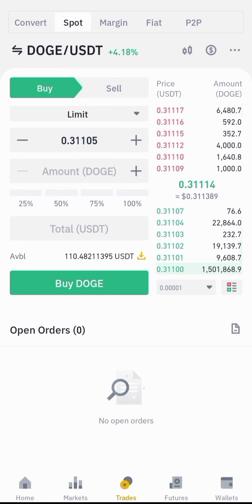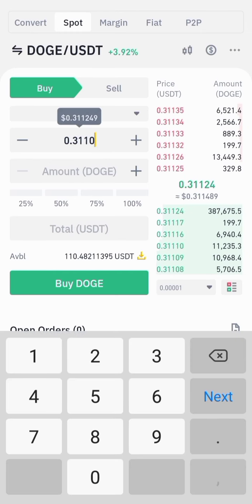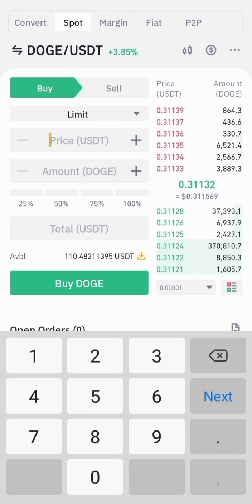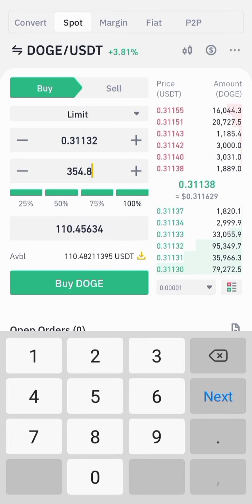So if you want to use the limit order, you set the price you want to buy. Let's say we want to buy from the last selling price on the market. So I click on this last selling price, it fills for me. So how many percent Doge do you want to buy from your USDT holdings? Let's say I want to buy the entire USDT that I have on my balance. So I click 100% at that price, and I click buy.